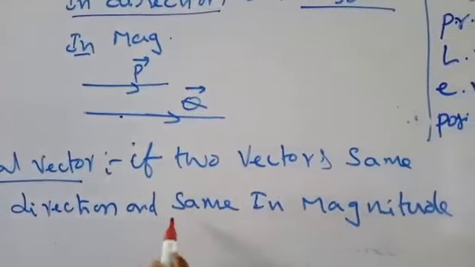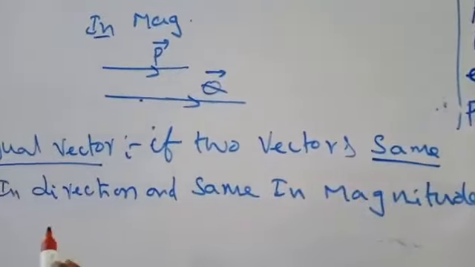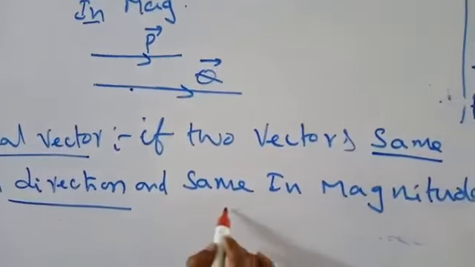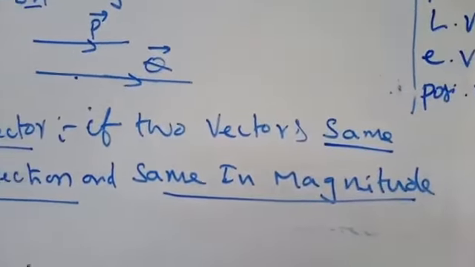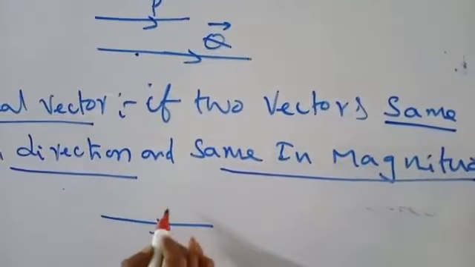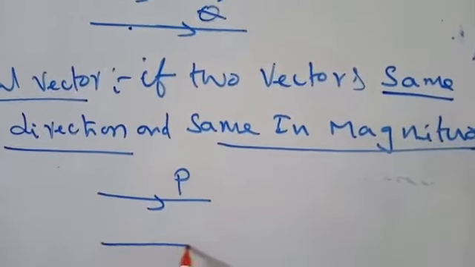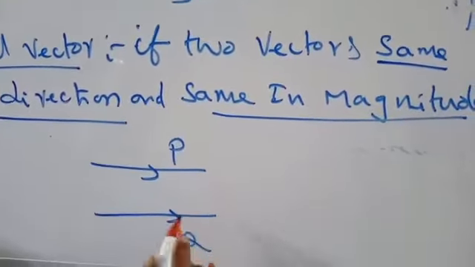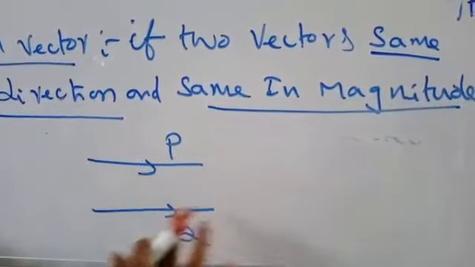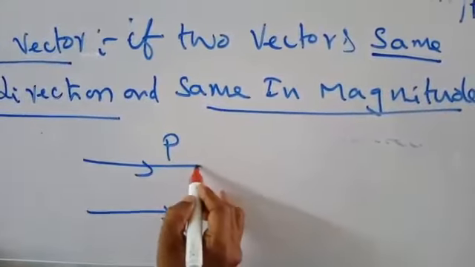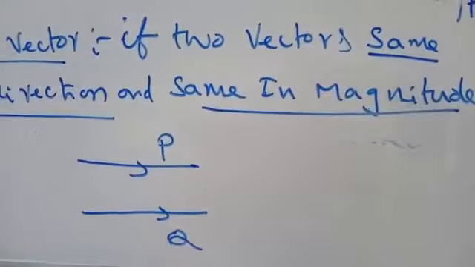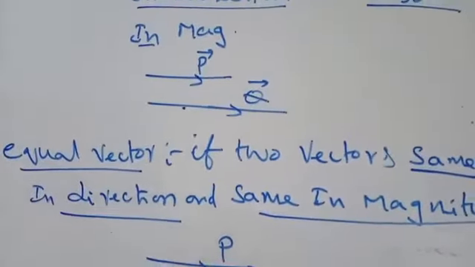If two vectors are the same in direction and the same in magnitude, they are called equal vectors. For the vector P bar and the vector Q bar, the direction is the same and they are equal in magnitude. So that is called an equal vector.